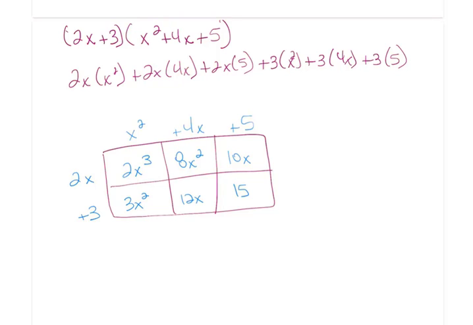And then if we combine our like terms, what do we have? 2x to the third plus 11x squared plus 22x plus 15. And if we go through and combine all these terms, we're going to get the same answer. Right? So it's just a personal preference on how you want to multiply them out. More than one way to skin a cat, right?